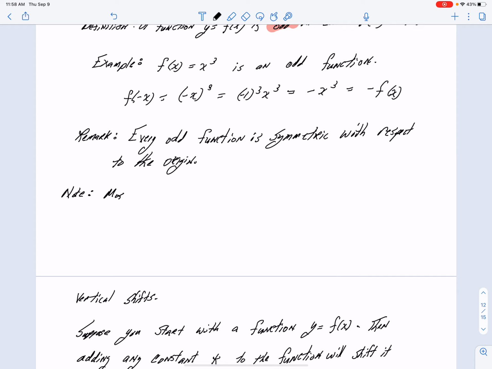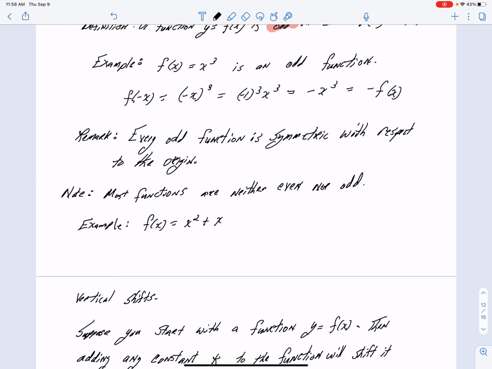most functions are neither even nor odd. Most functions don't fit either one of those criteria. So unlike integers that are either even or odd, most functions are neither even nor odd. And if you'd like an example of such a function, look at f of x equals x squared plus x, and I claim that it's neither even nor odd.